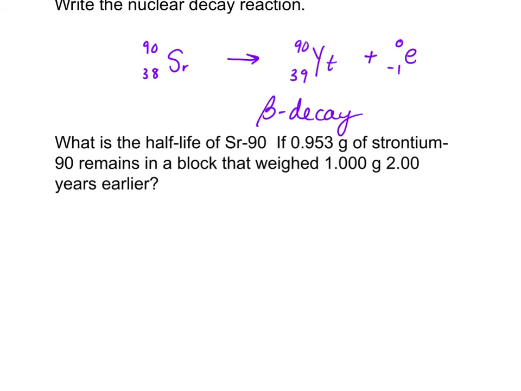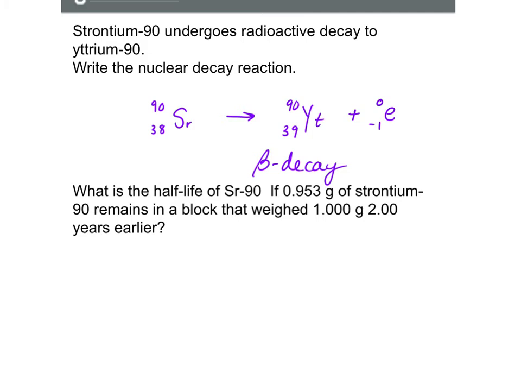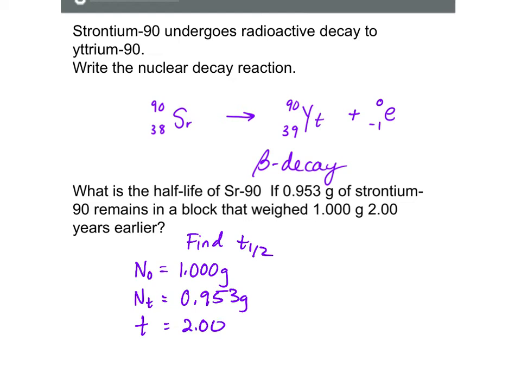The next thing we're asked to do is determine the half-life of strontium-90 if 0.953 grams of strontium-90 remains in a block that weighed 1 gram 2 years earlier. So we need to find T1/2. The initial mass is 1.000 grams, and after some time the block is going to weigh 0.953 grams, and the time is 2 years.